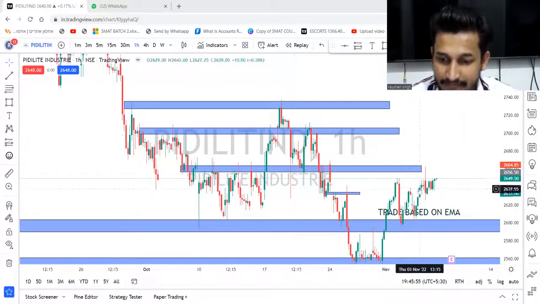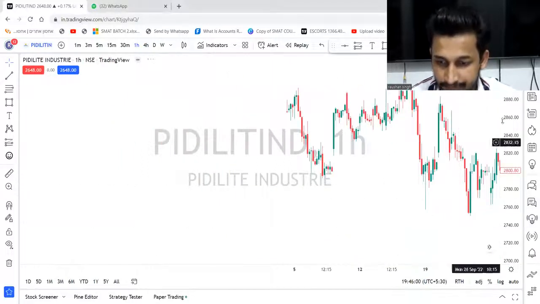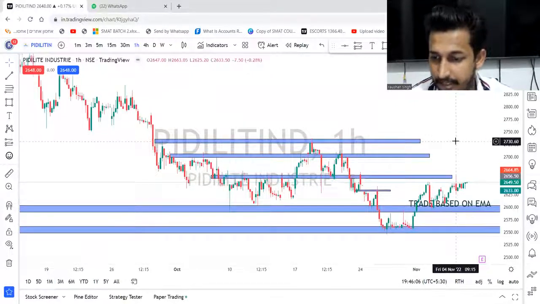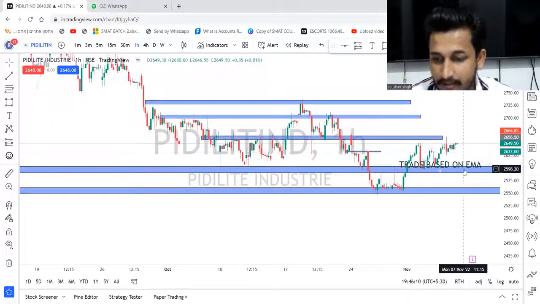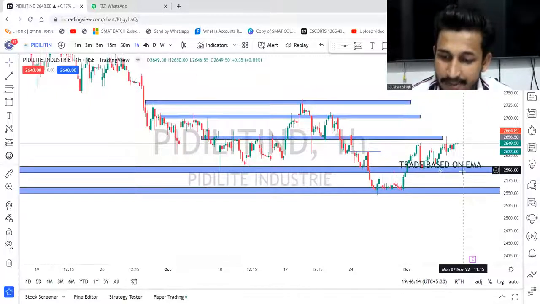Basically, if I have entered, let's say, into any stock at this level, my target will be over here. So I'll book my target at this point of time. In case the market is reversing, I'll exit at cost to cost, that I'll prefer. The other thing is that I'll hold it, even if it is going downside.